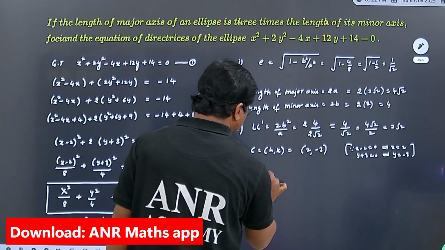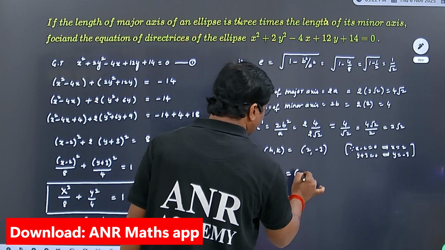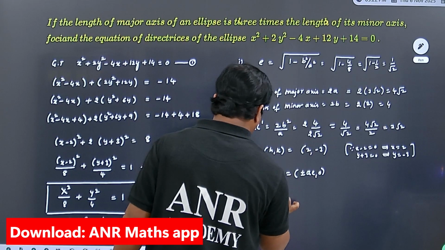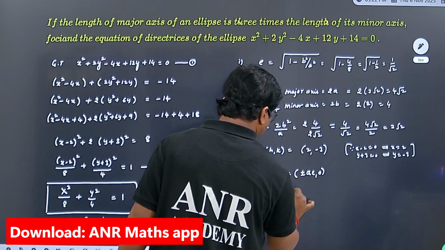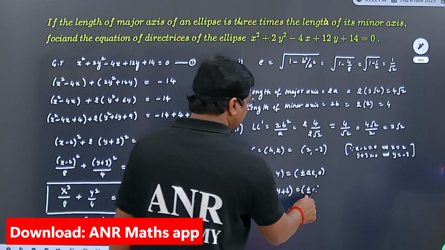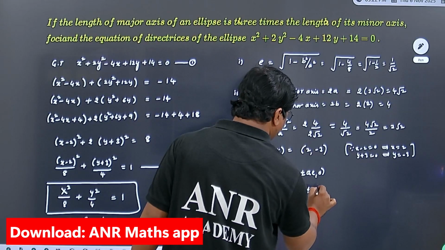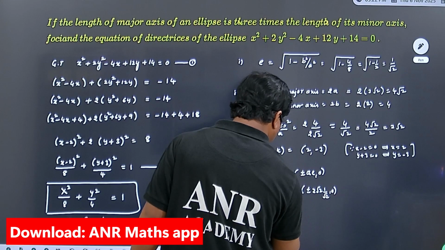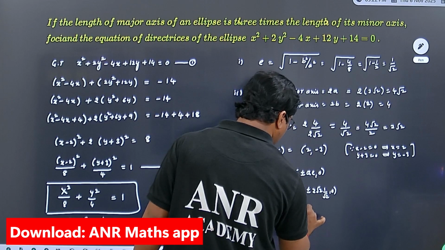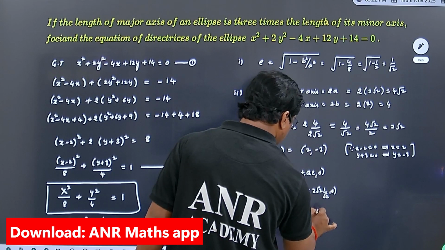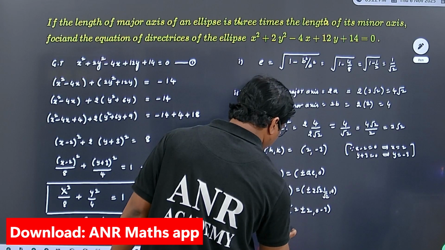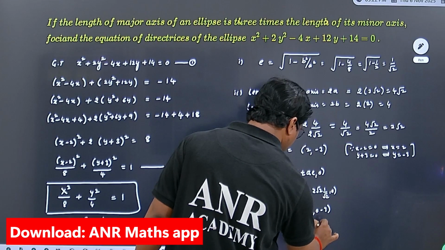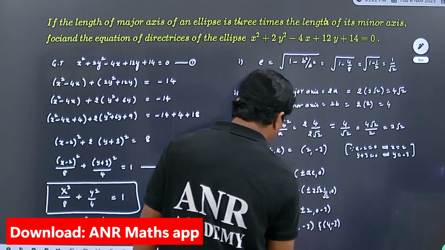Foci: capital X comma capital Y equals plus or minus ae comma 0. Capital X is x minus 2, capital Y is y plus 3, that is equal to plus or minus a e. What is the value of a? a is 2 root 2, e is 1 by root 2, comma 0, implies x comma y written as 2 plus or minus 2 comma 0 minus 3. Therefore, x comma y become 0 comma minus 3 one focus and 4 comma minus 3 the other.